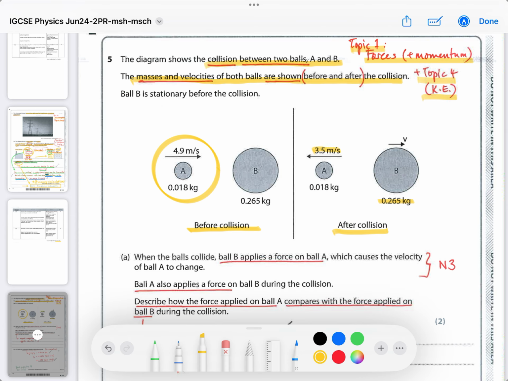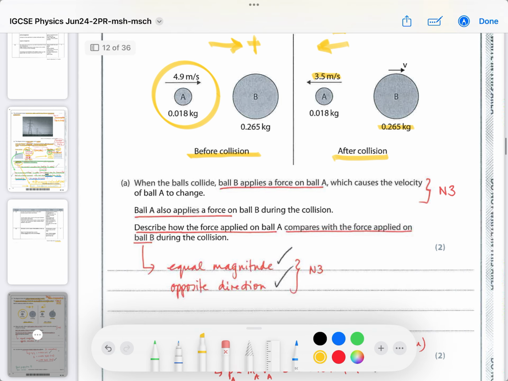So if we count this direction as positive, then this direction will be negative. And remember, momentum is a vector quantity. Okay, so when the balls collide, ball B applies a force on ball A to slow it down. Yes? So it causes the velocity to change by decreasing it. Okay, but ball A also applies a force on ball B to start it moving in the positive direction.